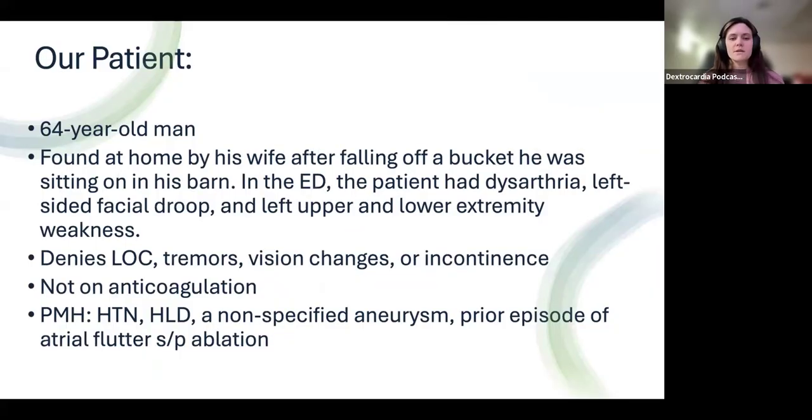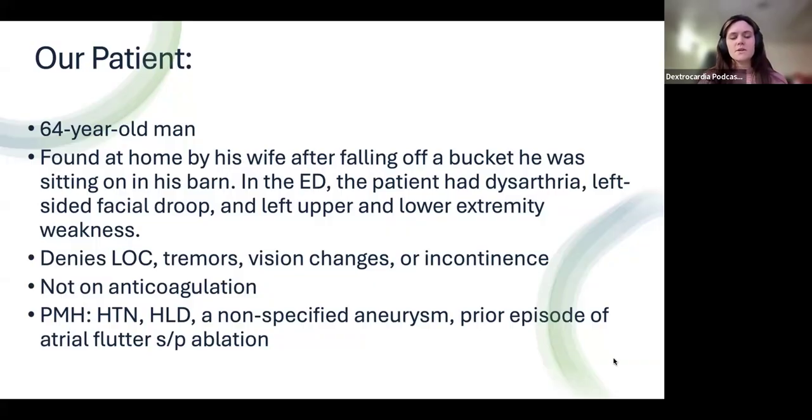When EMS brought him in to the ED, he had dysarthria. He had a left-sided facial droop, and left upper and lower extremity weakness. He had no loss of consciousness, no tremors, no vision changes or incontinence during that period. He was on anticoagulation. He had a past medical history of hypertension and hyperlipidemia. He had an aneurysm that was found a decade ago that they had been following in the neuro clinic that they weren't concerned about. And he had a prior episode of atrial flutter that he had ablated, and to his knowledge, had no episodes since then.